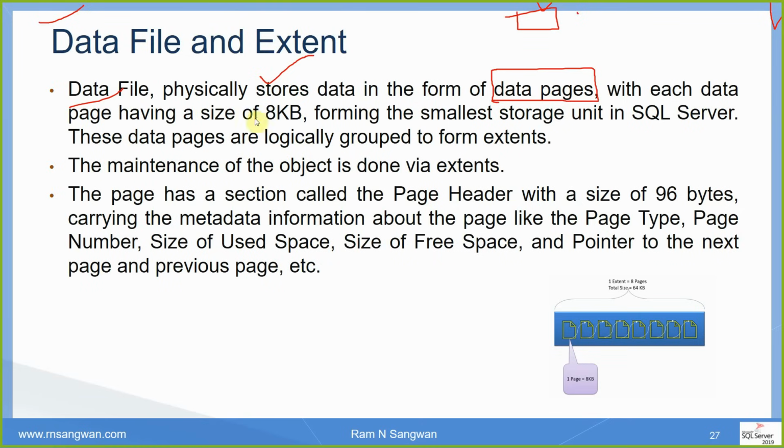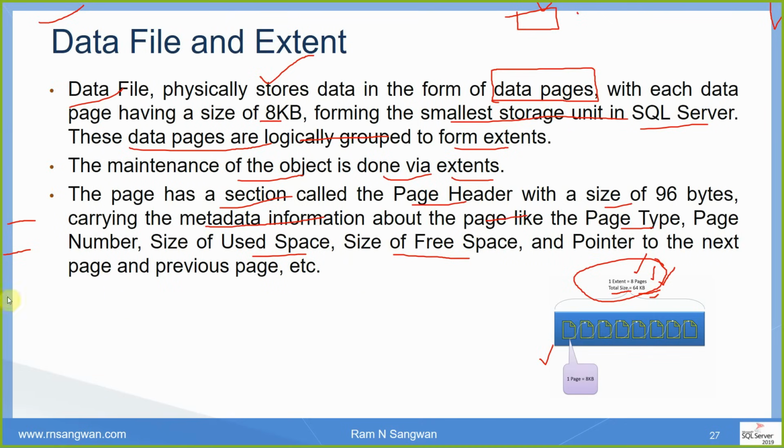Each data page has a size of 8 KB, forming the smallest storage unit in SQL Server. These data pages are logically grouped to form an extent. The maintenance of objects is done via these extents. So we first create extents. One extent has 8 pages, total size 64 KB. So 64 KB is still the unit here. Interestingly, very interestingly, we still use the same extent size of 64 KB, though now it is divided into pages. The page has a section called the page header with a size of 96 bytes, carrying metadata about the page, like the page type, page number, size of used space, size of free space, and pointers to the next page and previous page. Something like an index you keep on the first page of your notebook to keep track of what you have kept in the notebook.